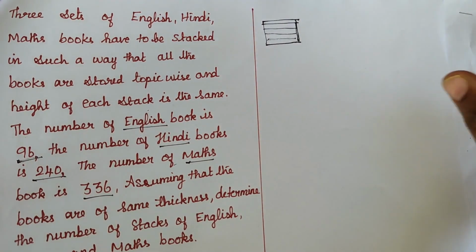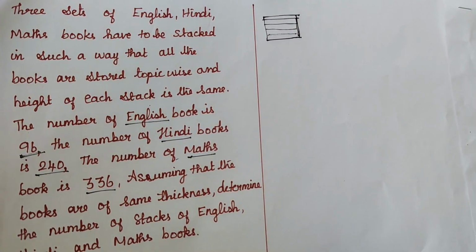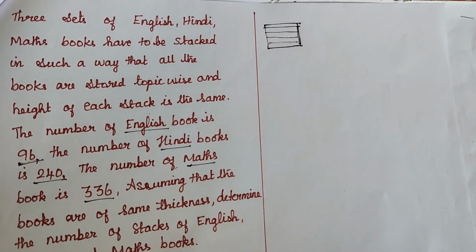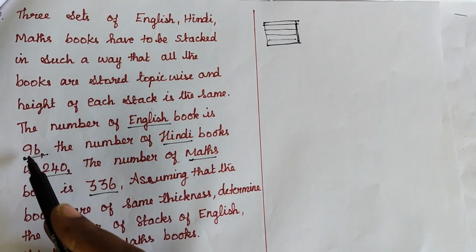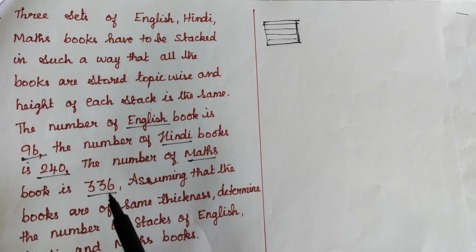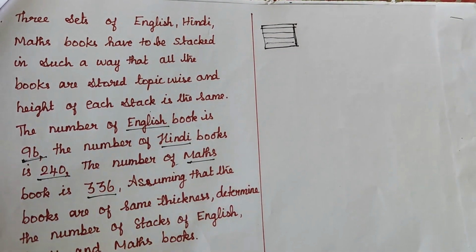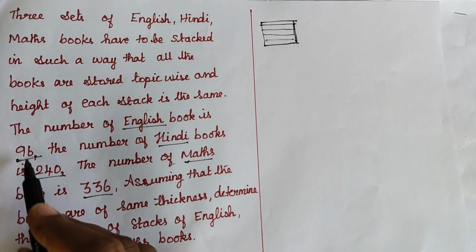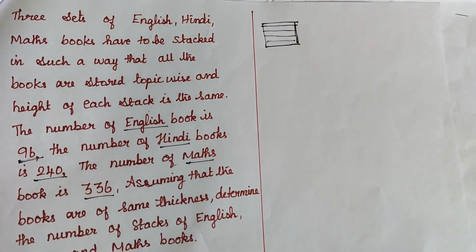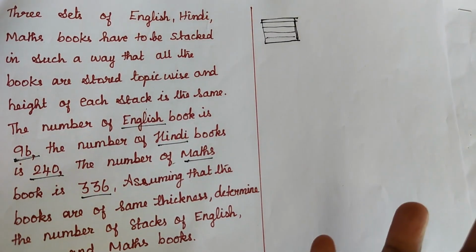How many stacks will we get like this? What we have to do is find one common divisor which divides 96, 240 and 336 into groups of equal number. We must divide 96 into some groups, 240 into some groups, and 336 into some groups.